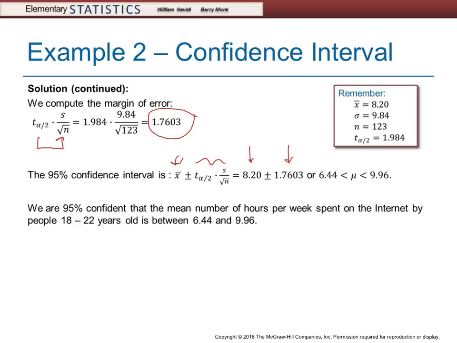1.7603, and it's plus or minus, so we have the following bound. The lower bound is 6.44 hours, and the upper bound is 9.96 hours. So we are 95% confident that the mean number of hours per week spent on the internet by people 18 to 22 years old is between 6.44 and 9.96 hours.